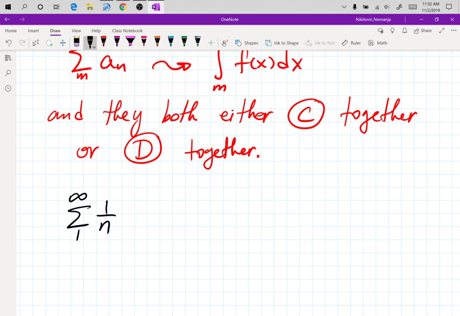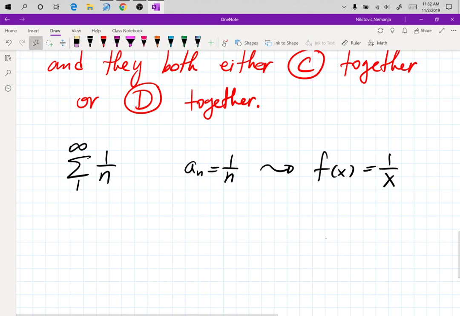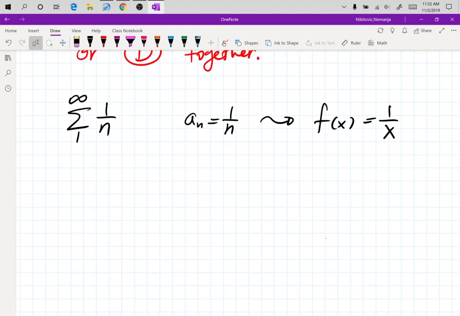Okay, so my a_n is equal to 1 over n, which means that my f of x will be 1 over x. Awesome. So what do I do now? I have a bunch of numbers and create the series. Well, I have a function. So now I need those 3 proofs, right?